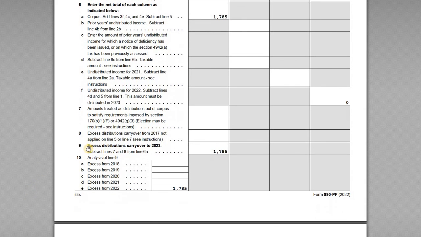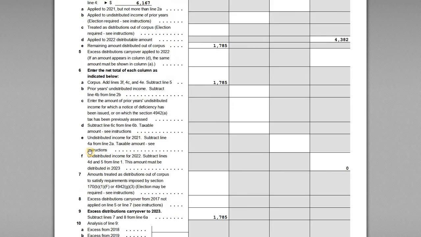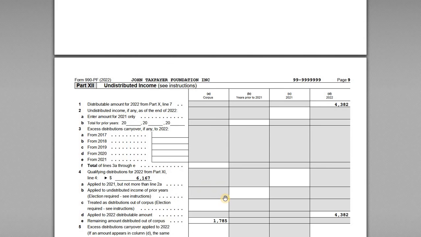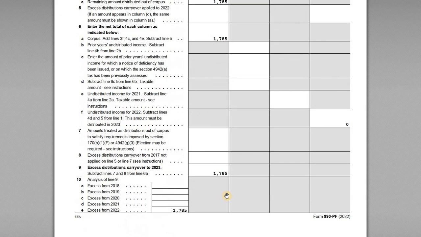So when everything is said and done, line 9 here, excess distributions carried over to 2023, and then we've marked it as the excess from 2022. So the 1785 is going to be rolled forward to next year, right? And we'll see it up here on next year's return. And so that can be applied to next year's minimum distributable amount.